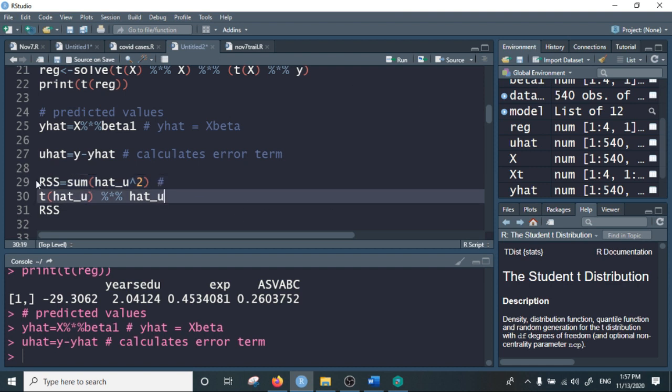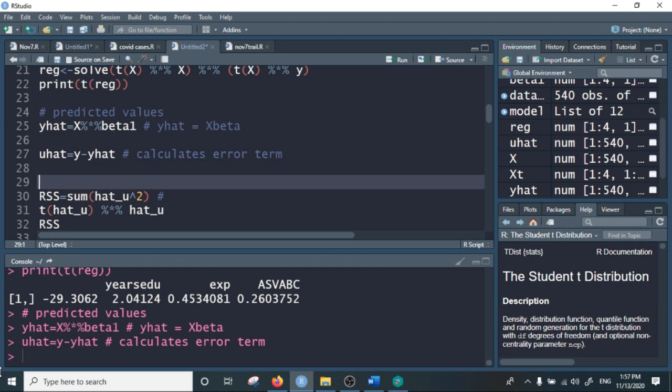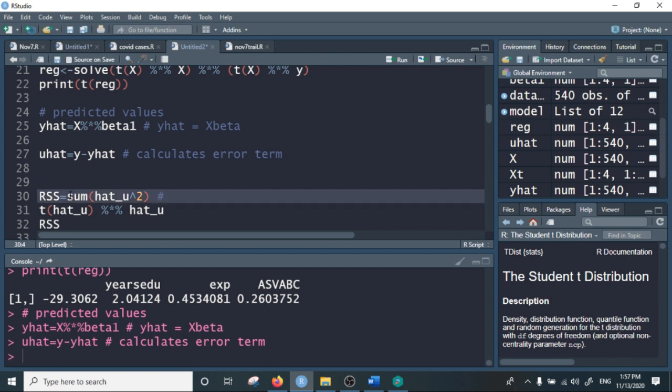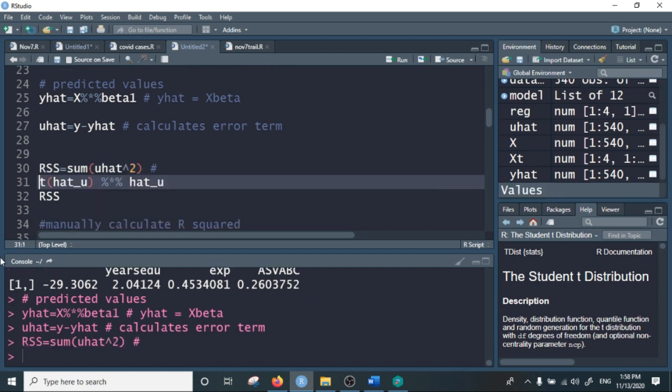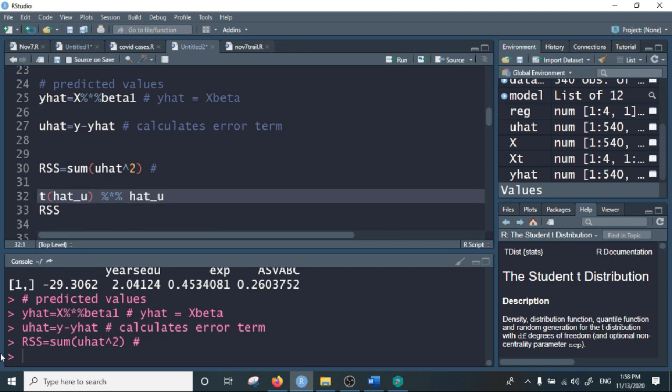So now I can define the residual sum of square. The residual sum of square is simply the difference of actual y and estimated y, squared and then summed up. So the residual sum of square is simply defined by the residual square, which is now u hat, summed up. So if I run this, it will define the residual sum of square, which is sometimes called the error sum of square.